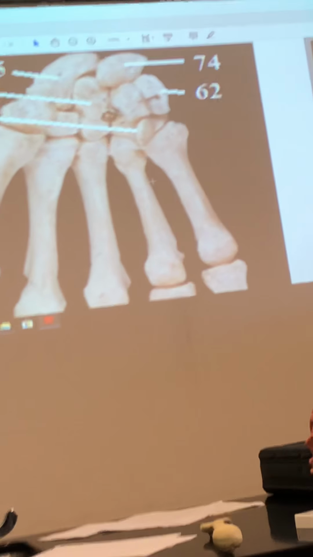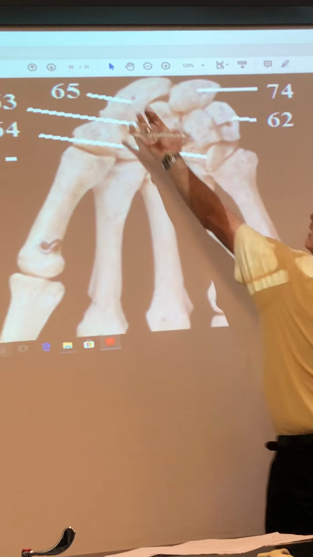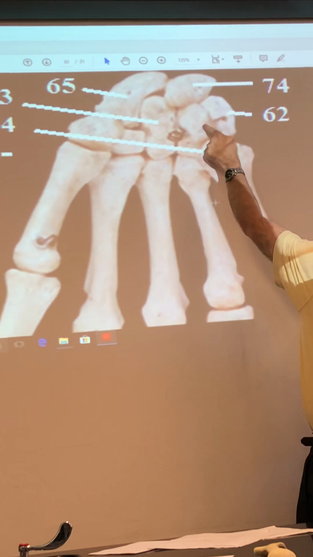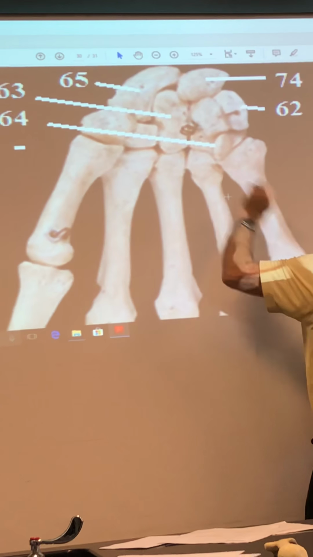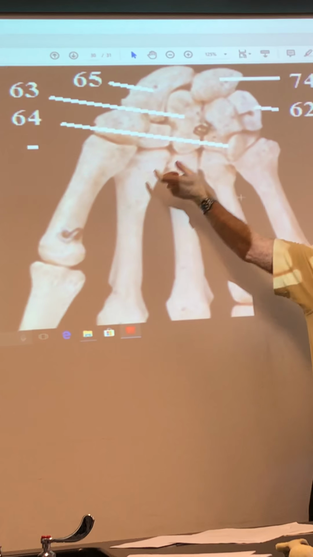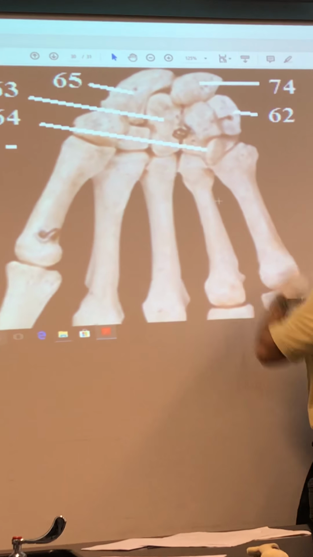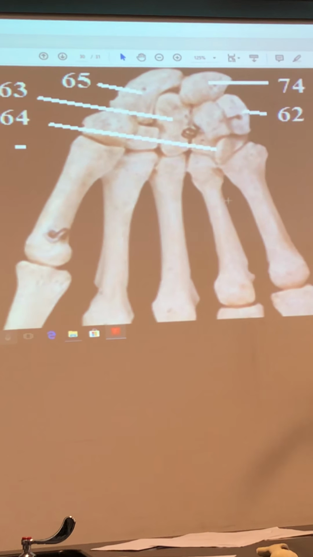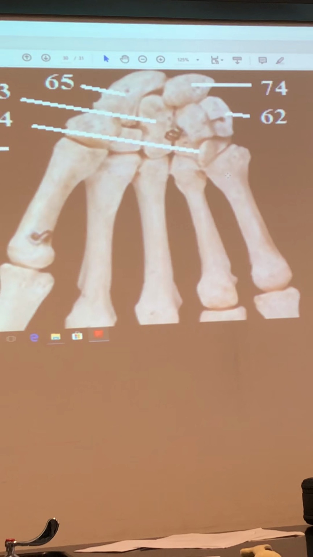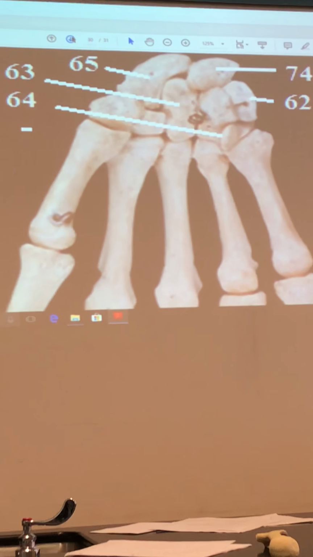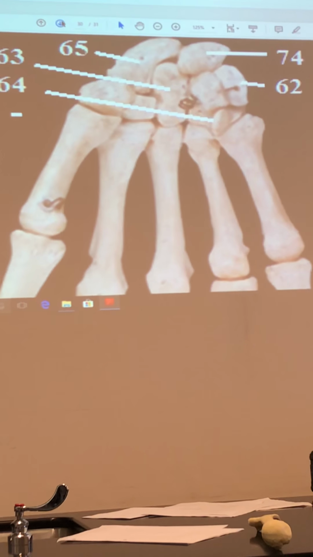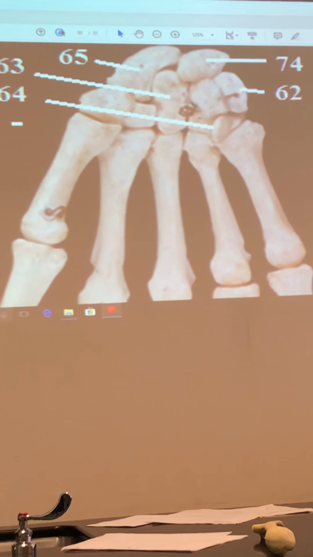Carpal bones. Okay, we have the scaphoid, lunate, pisiform. Underneath the pisiform is the triquetrum. 63, the bigger one is the capitate. Just medial to that is the hamate with the hook. So 64 is the hamate, 63 is the capitate. And then it's trapezoid and trapezium after that, right? Trapezoid and then trapezium, going laterally.